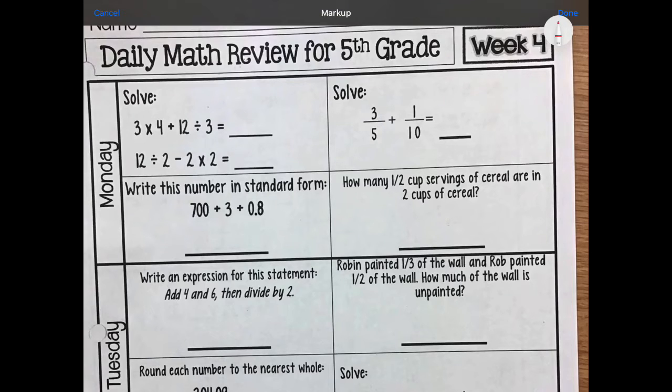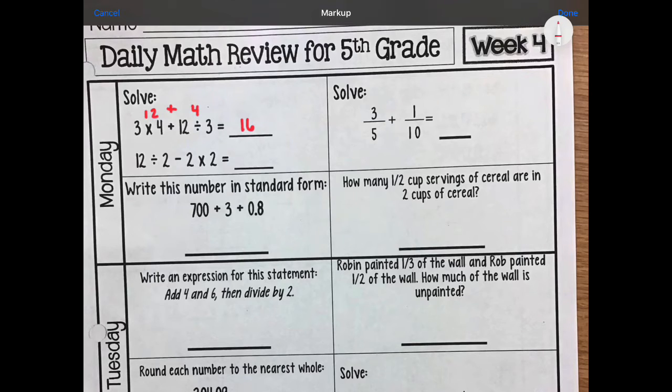So I'm going to start with this 3 times 4, which gives me 12. And then I still have this plus and divided by. So I'm going to go ahead and knock out this 12 divided by 3 because I have to divide before I add. So 12 divided by 3 is 4. So now I just have 12 plus 4 is 16.